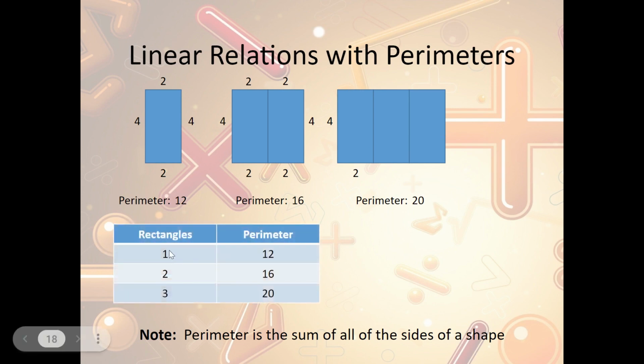Now, if we were to do this by the number of rectangles and the perimeter, this is one rectangle here, which was a perimeter of 12, 2 rectangles was a perimeter of 16, and 3 rectangles is a perimeter of 20. Therefore, we want to know, is this linear? Well, we're adding by 1 each time here, so that's consistent and addition. We're adding by 4 each time here, that's consistent and addition. So yes, it is a function, and it is linear.